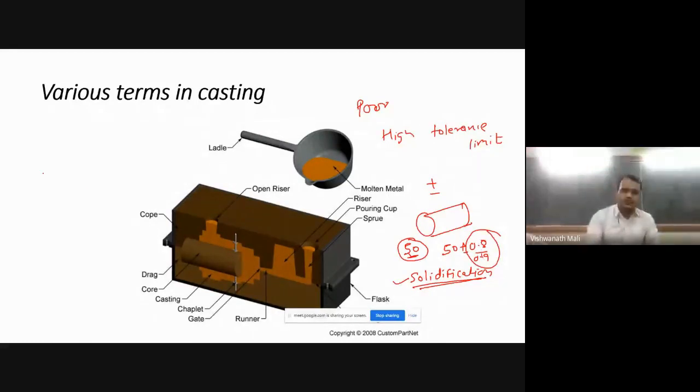But if you see the machining operation, with machining we can manufacture parts with a very low tolerance limit, but in casting we get parts with a very high tolerance. So that is the answer. Poor surface finish is due to the sand inclusion, and high tolerance limit is due to the solidification.